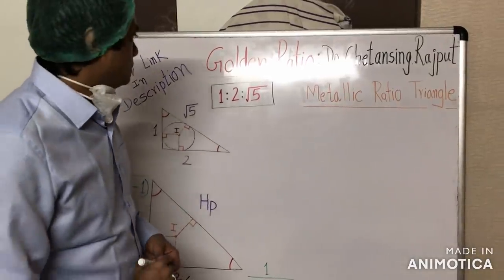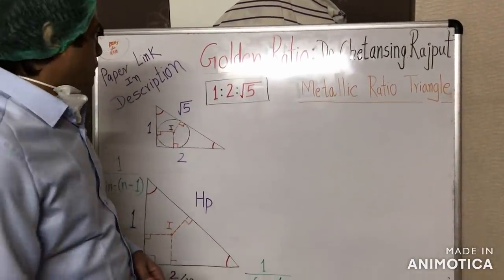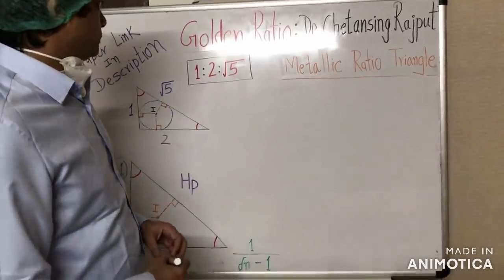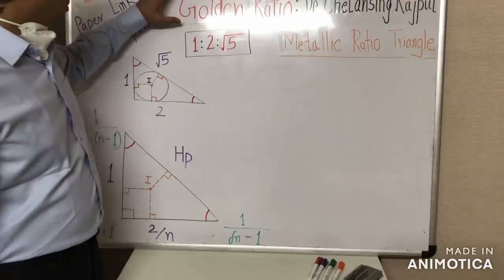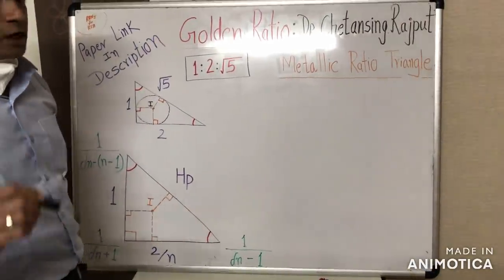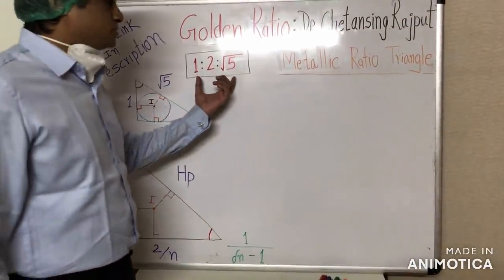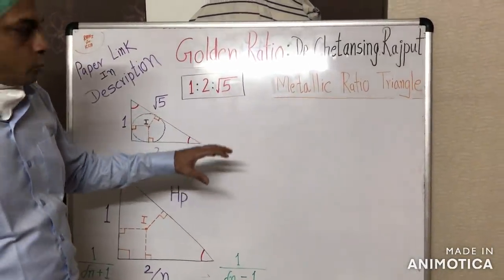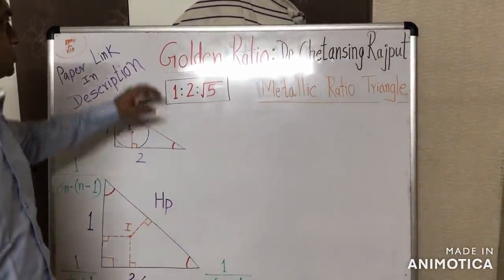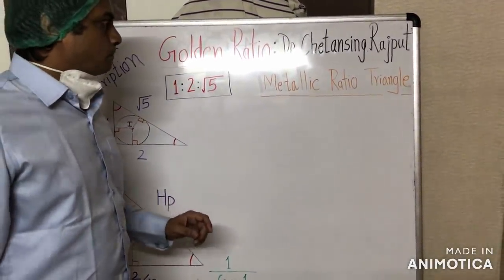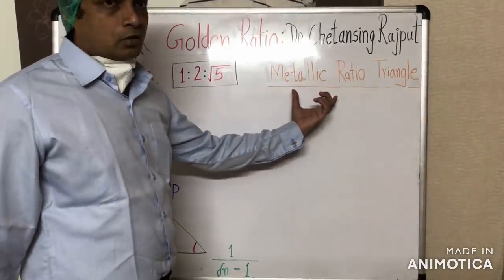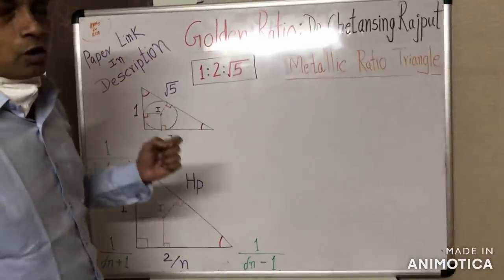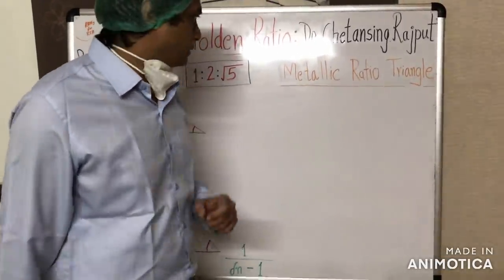Hello. So far we have seen the golden geometry of this 1 to root 5 triangle and how the golden ratio is geometrically substantiated in form of this special right triangle. In this part we are going to see that not just golden ratio but every other metallic mean or every metallic ratio can be geometrically substantiated in form of a special right triangle.